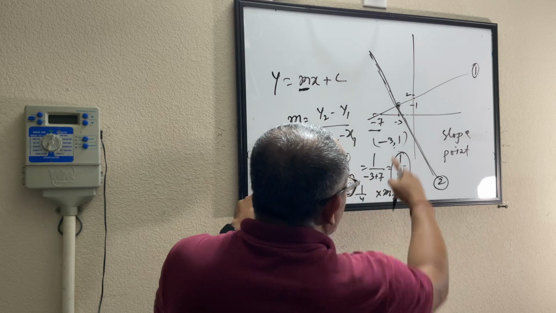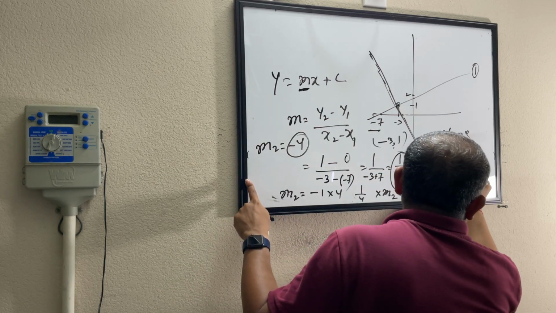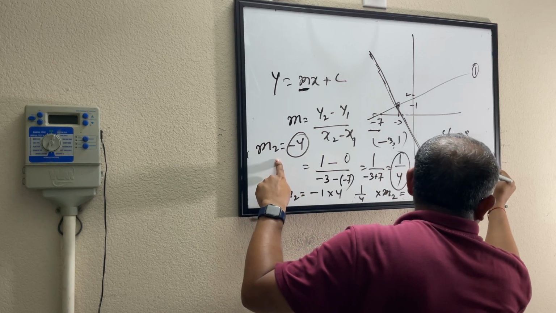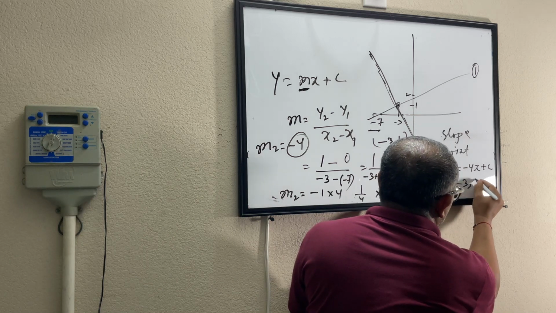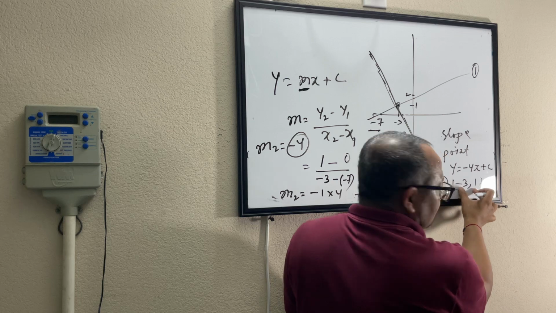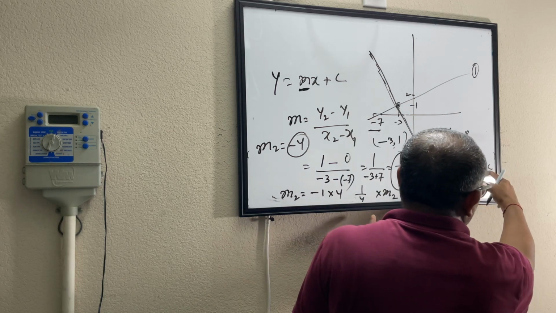And it's already told that it crosses minus 3, 1. So y equal to mx plus c, where m is minus 4. And this point, minus 3, 1, lies on this line, so this point will satisfy the equation of this line. So I will substitute the values of x and y here to find out the value of c.